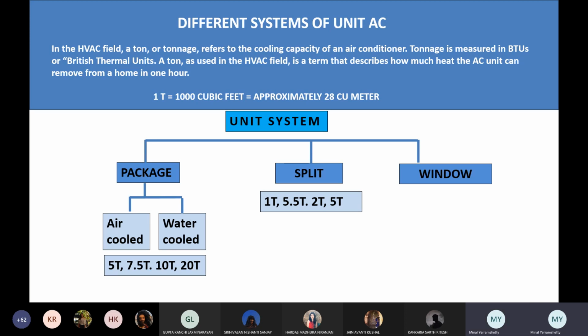Okay, I'll go ahead. So this was about the unit system. We have window, we have split, we have package. I hope I'm very clear about this. What will you have to do in a package unit? In a package unit, you will have to keep it in a room. And obviously when I'm talking about 20 ton, that means it's a kind of a big machine. And when I have a big machine, that means it requires big maintenance, and that means I need very good access.